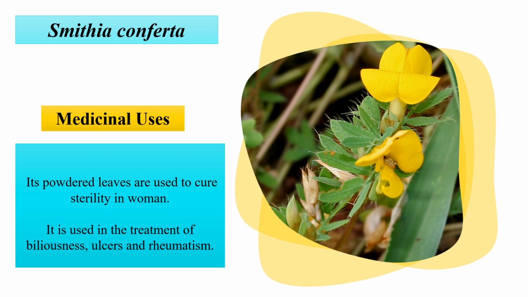Next is Smithia conferta. You can observe in the picture the hairs on the leaf, which is an important character to identify this species, Smithia conferta. This plant is usually found in wetlands and open grasslands. Medicinally, the powdered leaves are used to cure sterility in women, and it is also used in the treatment of rheumatism, ulcer and baldness.